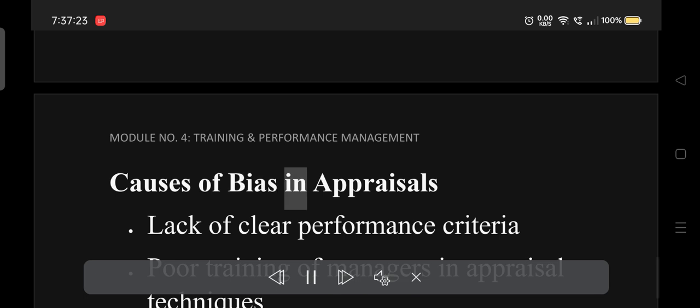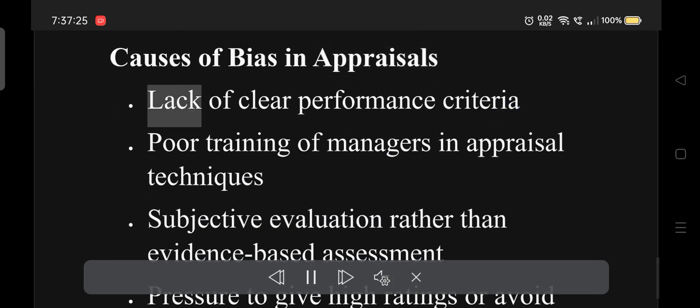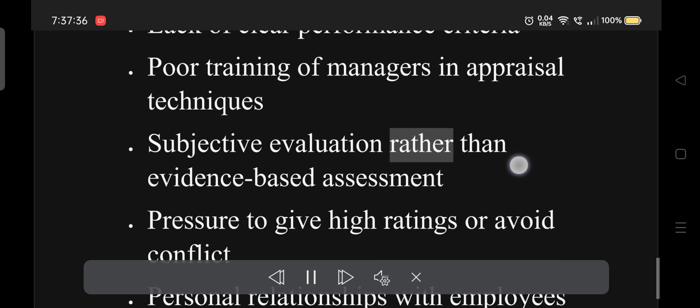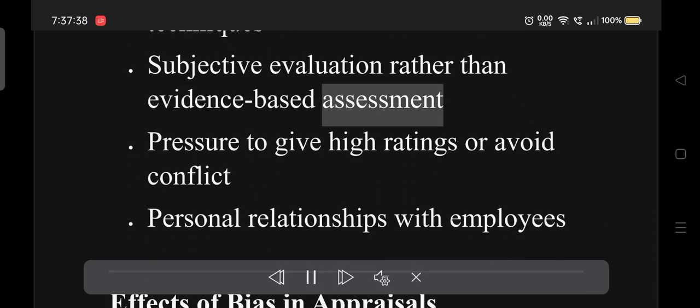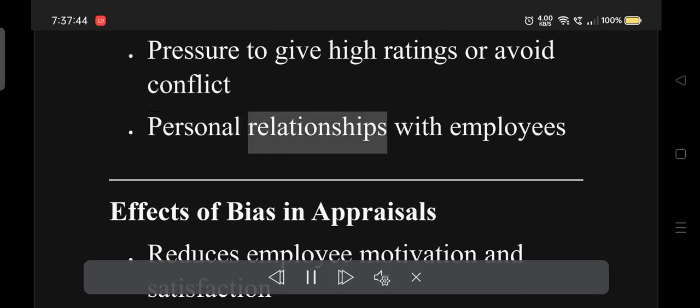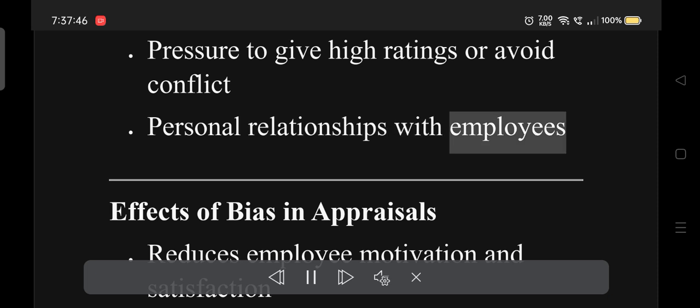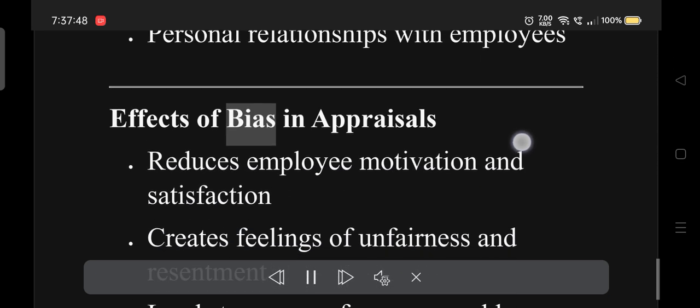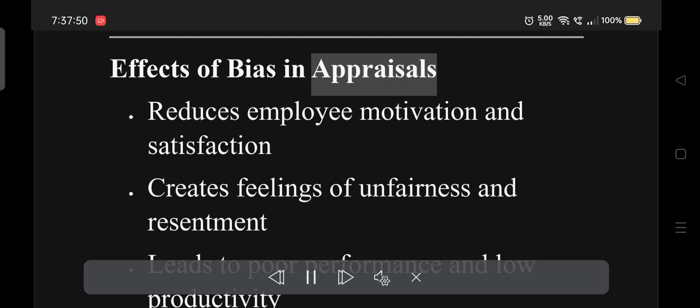Causes of bias in appraisals. Lack of clear performance criteria. Poor training of managers in appraisal techniques. Subjective evaluation rather than evidence-based assessment. Pressure to give high ratings or avoid conflict. Personal relationships with employees.